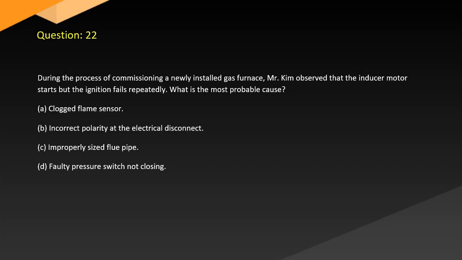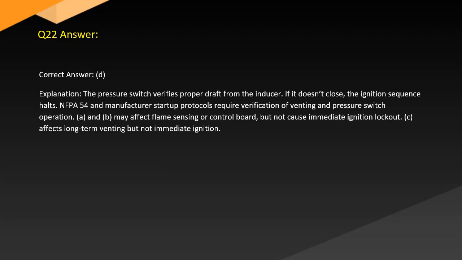Question 22. During the process of commissioning a newly installed gas furnace, Mr. Kim observed that the inducer motor starts but the ignition fails repeatedly. What is the most probable cause? A. Clogged flame sensor. B. Incorrect polarity at the electrical disconnect. C. Improperly sized flue pipe. D. Faulty pressure switch not closing.